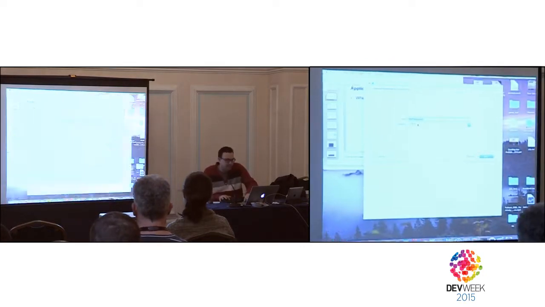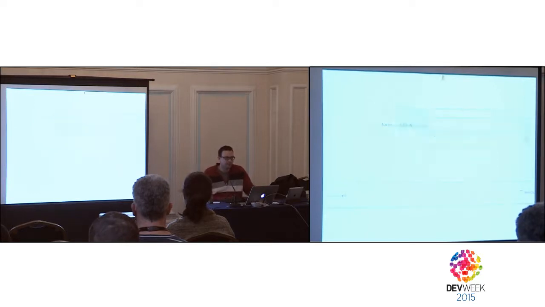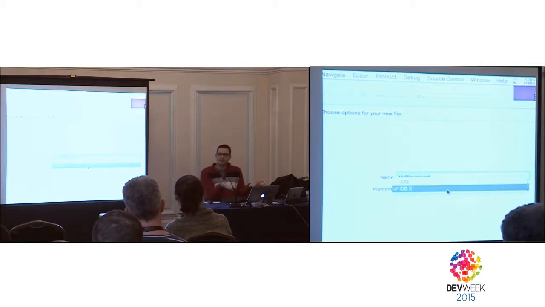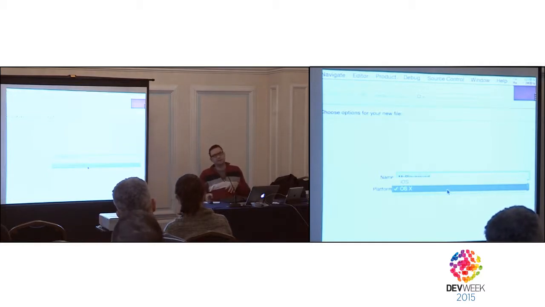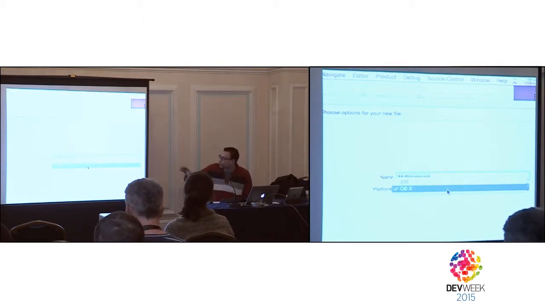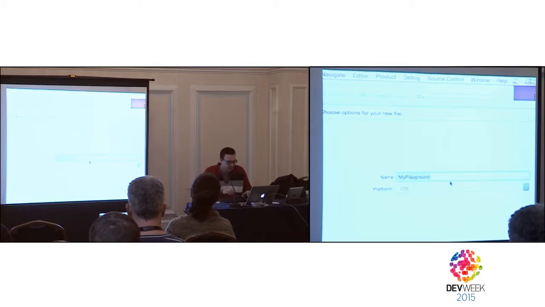So let's zoom up for a minute. It says when you create this playground, there's two things to do. You give it a name, and you pick your platform. Do you want to play with iOS APIs, or do you want to play with OS X APIs? They're similar, but they're not the same. There's Cocoa, and there's Cocoa Touch. Eeny, meeny, miny, moe, let's go with this one. Doesn't matter. So we'll say sample first playground.